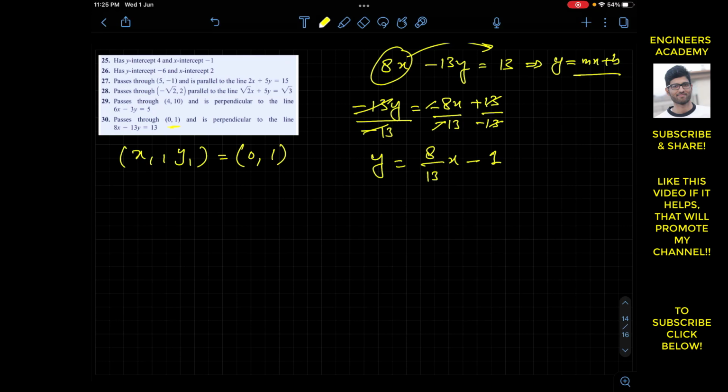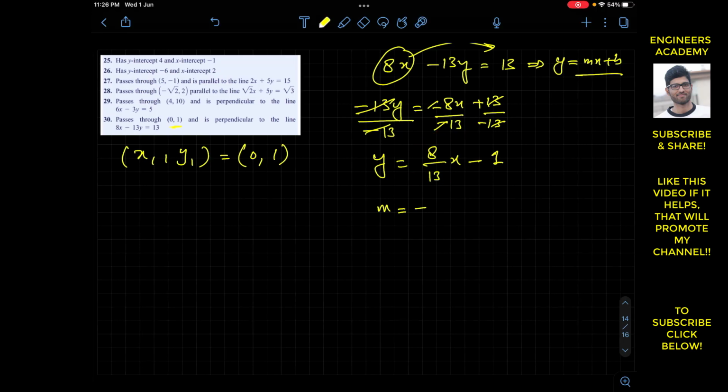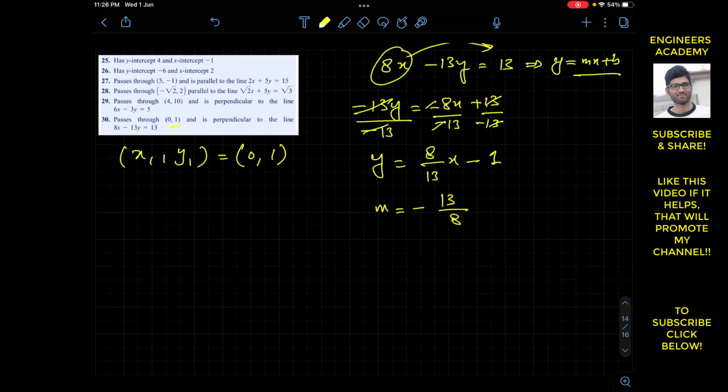Now the slope of this given line is 8 divided by 13, and as in the previous problem, as I have told you, the slope of the desired line will be the negative reciprocal of the slope of this given line. So the negative reciprocal will be minus 13 divided by 8. So the slope of the desired line which is perpendicular to this given line is equal to minus 13 divided by 8. Now we can use the point-slope equation.